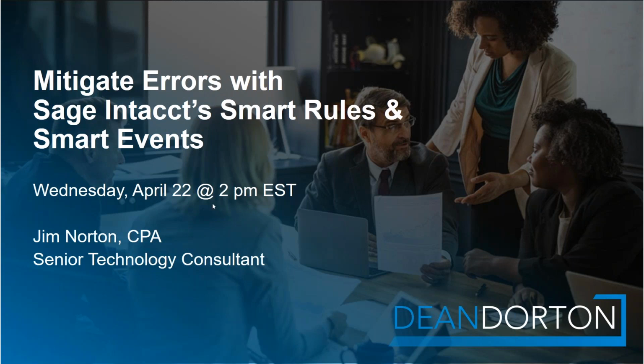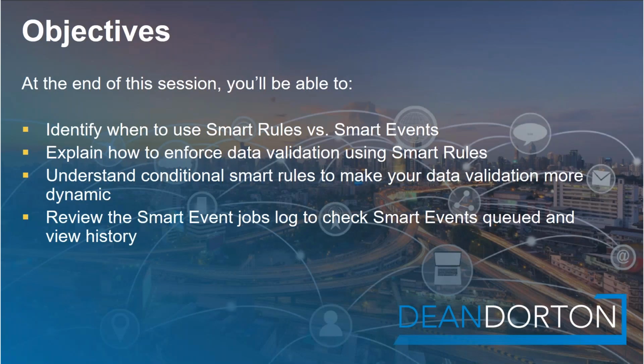So with that, a list of objectives for today. At the end of this session, you should be able to do these four things. You should be able to identify when you use smart rules versus smart events, explain how to enforce data validation using smart rules, understand conditional smart rules to make your data validation more dynamic, and review the smart event jobs log to check the smart events queued in history.